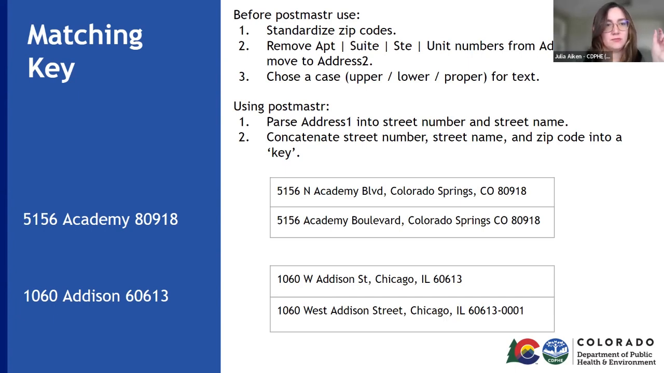Make sure you clean up zip codes, potentially remove apartment, suite, and unit numbers from the first address line. Choose a case. We went with all uppercase, for example. And then Postmaster is able to parse these out. We took what is consistent between all these addresses and formed a matching key. So for example, that Chuck E. Cheese address turns into 5156 Academy 80918. And compared side by side, they'd end up matching up. You can go to the next slide.